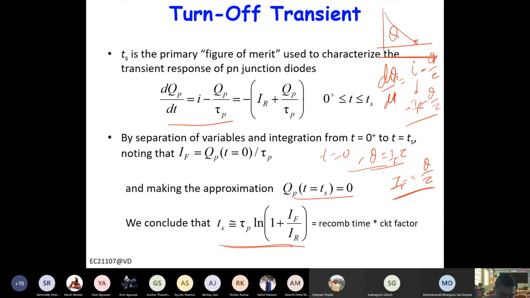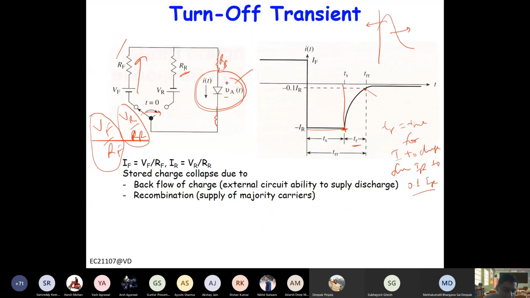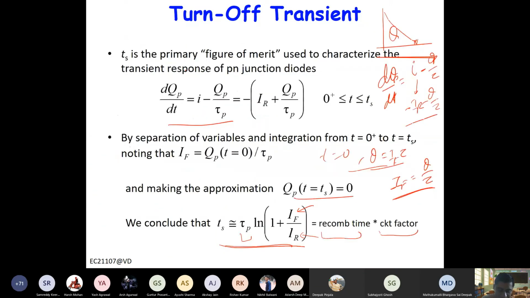So what you can say is that the storage time is basically the recombination lifetime times a circuit factor. Why a circuit factor? Because IF and IR depend on the circuit. Now, if you are using the same resistance, then RF and RR are the same. If RF and RR are the same, then it will just be log 2, right? Because both will be equal. So log 2 times tau p.